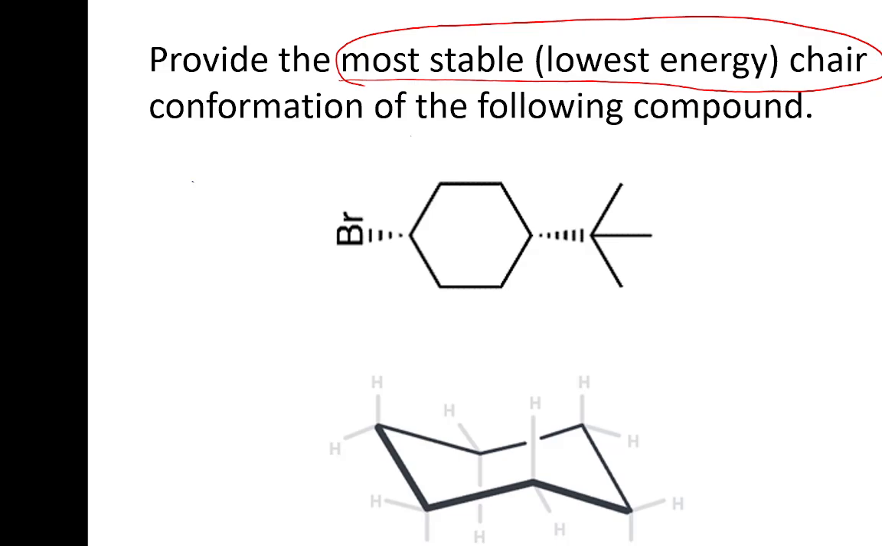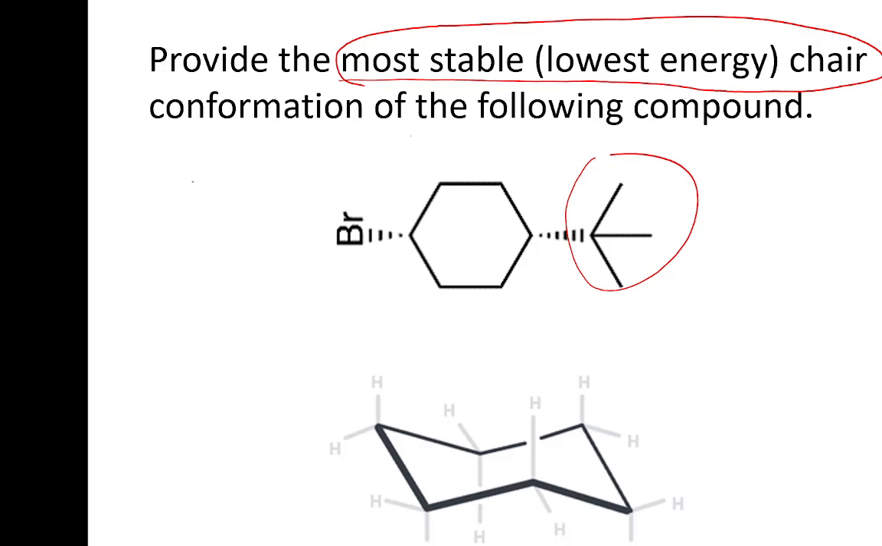Okay, now just to set the stage here, note that my template has a bunch of hydrogens on there. So the idea is we're going to replace the hydrogens with the desired group. I say here, provide the most stable, lowest energy chair. And you've got 2 substituents. Which substituent should you focus on the most, at least initially? Yeah, because it's going to be the big bulky guy.